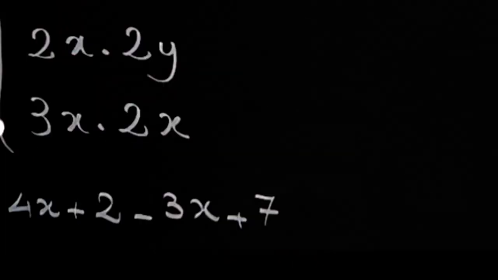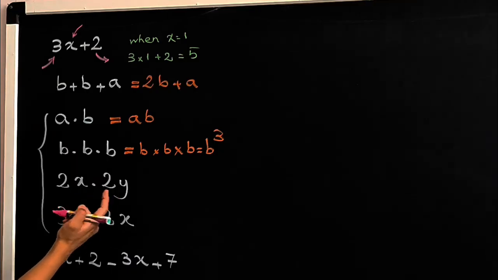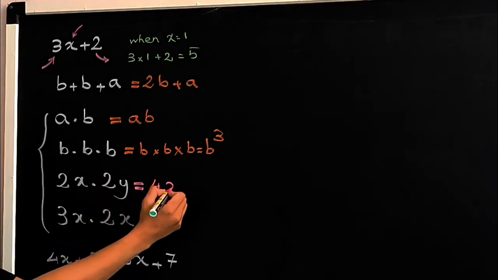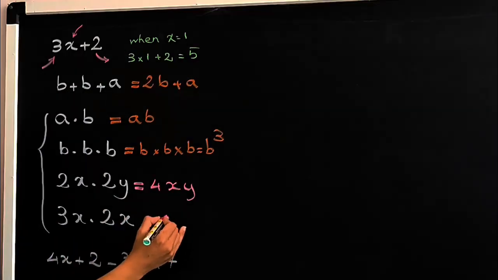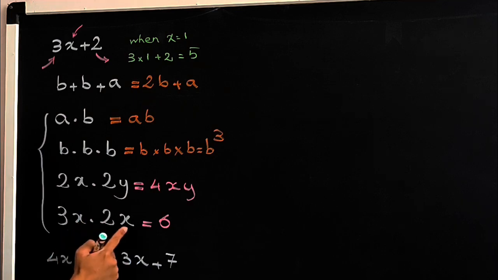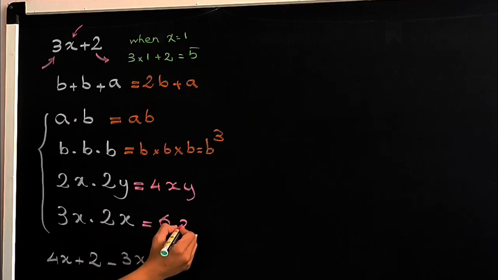When we multiply two algebraic terms, we first multiply the numbers or coefficients together, and then multiply the variables. For example, we multiply 2 times 2 to get 4, and then we write the variables x and y together, giving 4xy. In another example, we multiply the numbers 3 times 2 to get 6, and then for the variables x times x, we add the exponents.